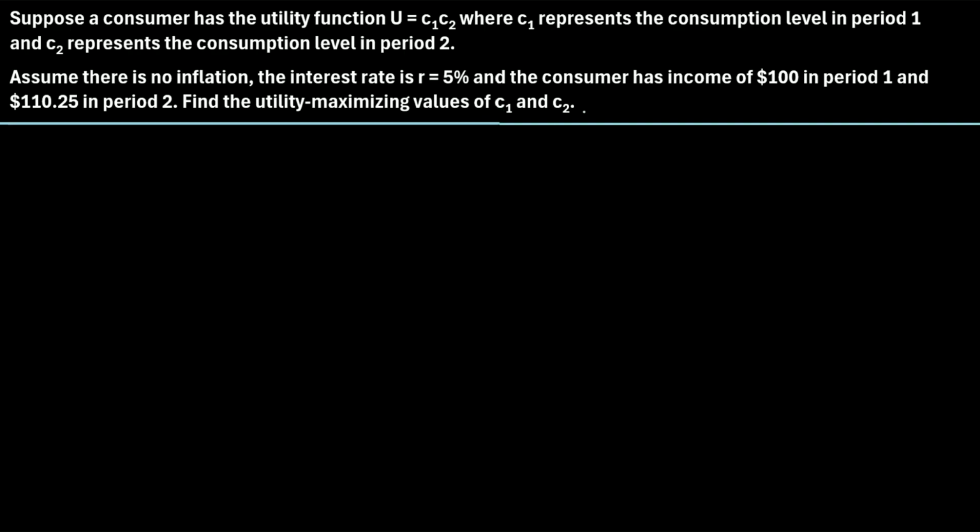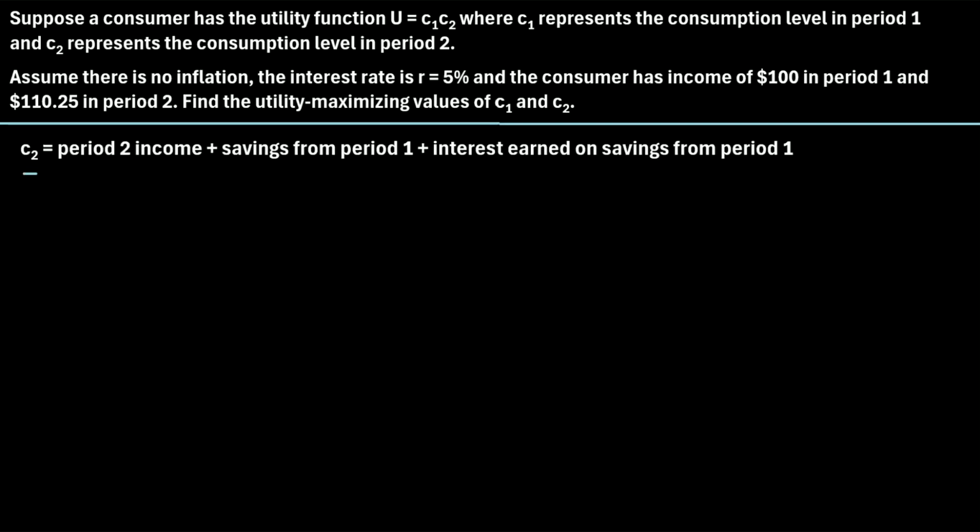So we have a situation where the consumer is going to earn different income in two different periods, and we want to know, in order to maximize their utility, what should their consumption level be in each of these periods? So the way that we're going to start solving this problem is by recognizing the following fact, and that is the consumption level in period 2, so C2, is going to be equal to the period 2 income plus any savings from period 1 plus any interest earned on those savings from period 1.